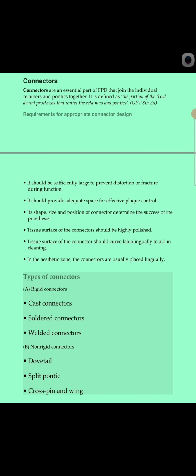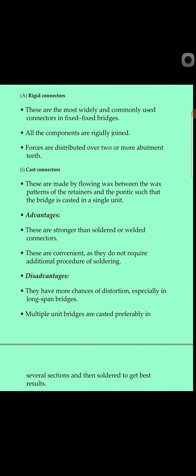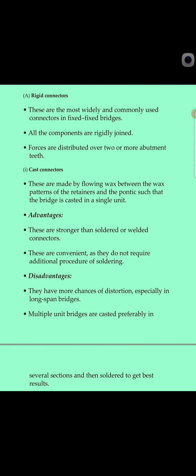Next is the cross pin and wing. In cross pin and wing we make two metal wings, and then we create a 0.7 mm hole between the retainer and Pontic. Then we place these wings on one another and pass a pin of the same size across them. This is the cross pin and wing. Now come to the detail. In detail, first is the rigid connector. They are the most widely and commonly used connectors in fixed bridges. All the components are rigidly joined. Forces are distributed over two or more abutment teeth. In rigid connectors, the first is the cast connector.